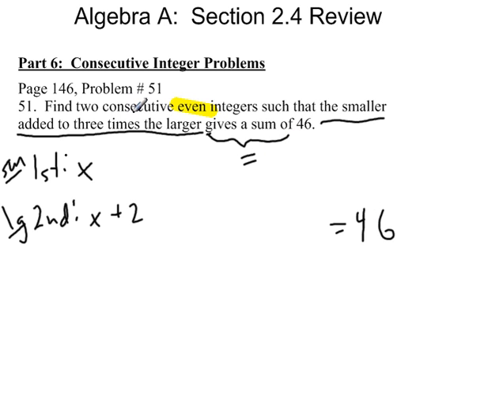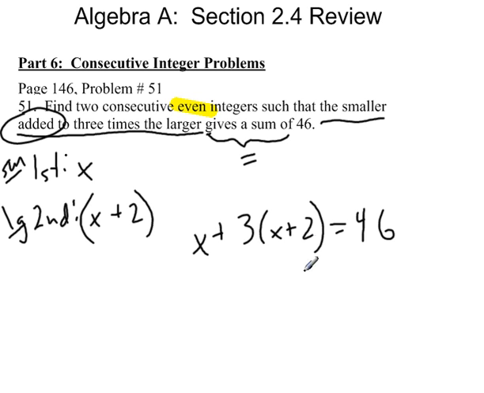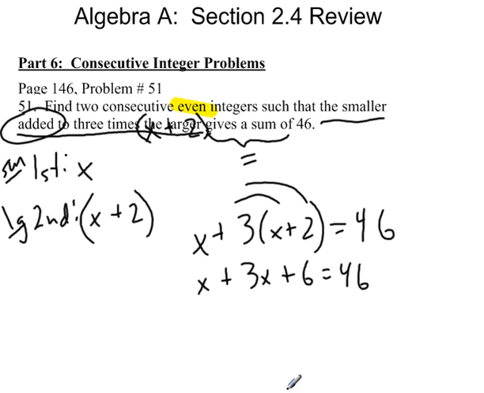I'm going to have to be thinking about addition here. Added to means addition. The smaller is x, added to 3 times the larger. Well, the larger is x plus 2. So I have to multiply x plus 2, the entire expression, by 3 to match the problem here. 3 times the larger. Well, the larger is x plus 2. When you distribute this out, you get x plus 3x plus 6 equals 46.